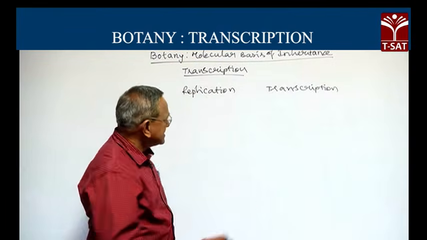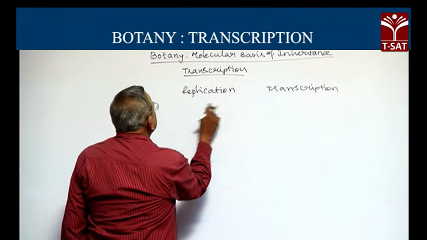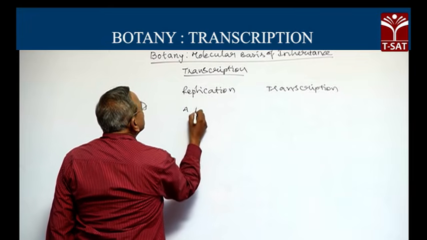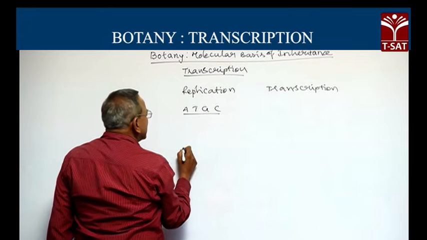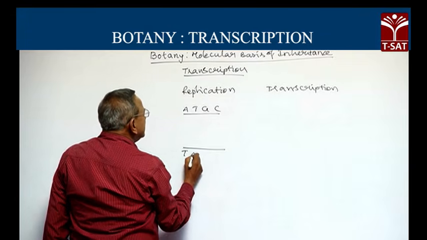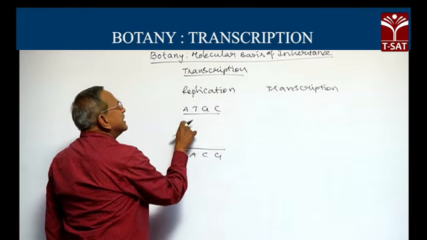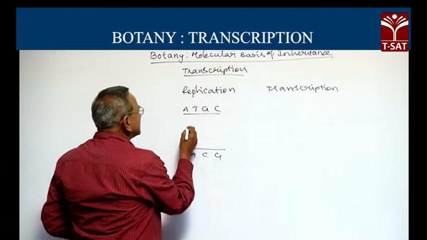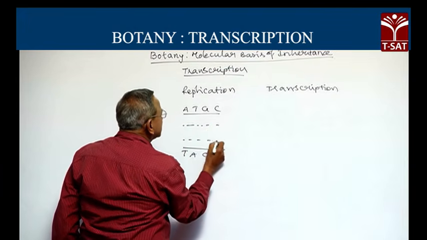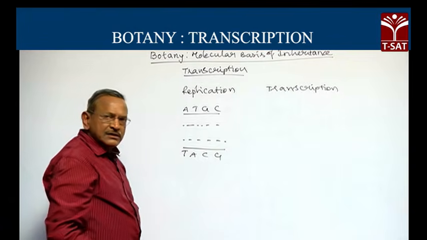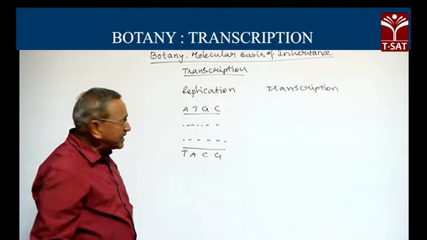Complementary copying means this is a strand of DNA, and this is the other strand, and when replication occurs, it will synthesize its complementary strand. It is copied in a complementary manner.